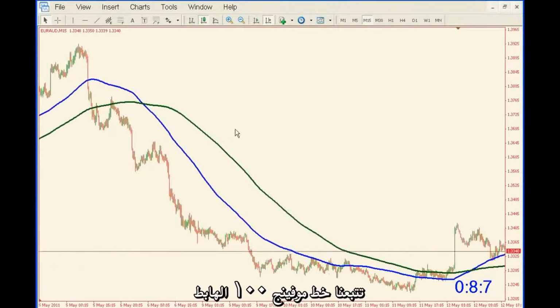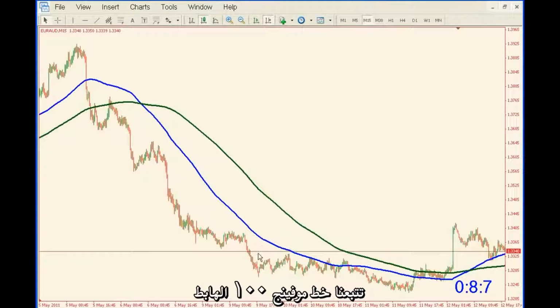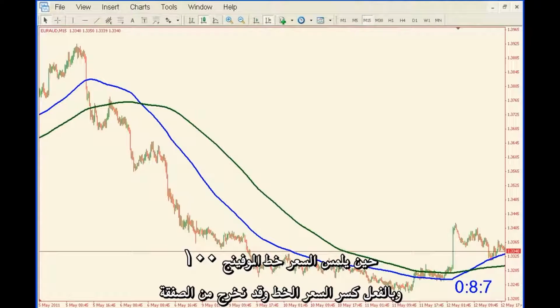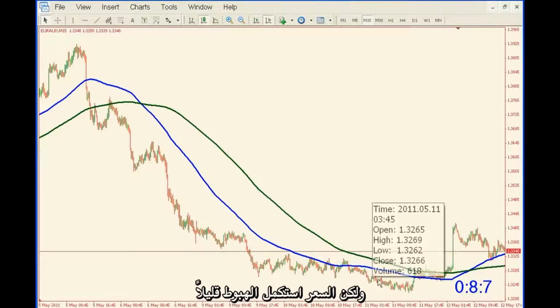Okay, you followed that 100 bar moving average down. There was no need for you to get out of the trade until you saw something changing. What changed? Well, we hit the 100 bar moving average and here we broke it. So maybe we got nervous and got out of the trade, but the trade still continued down a little bit more. But you're good here.